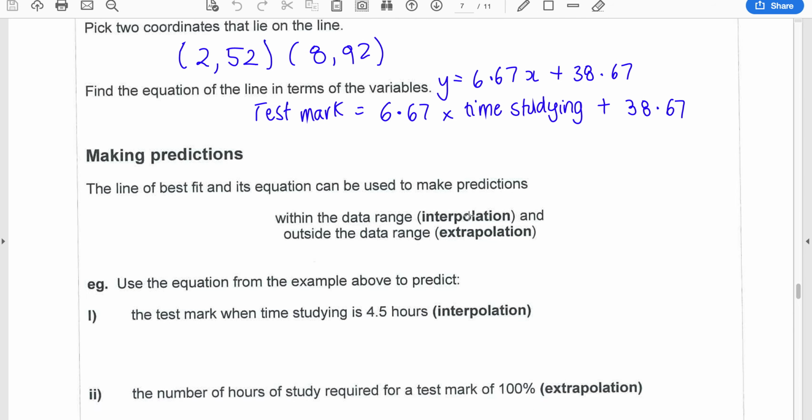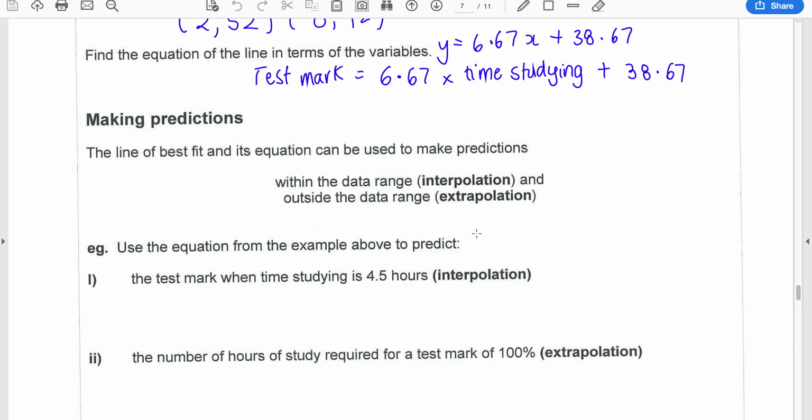I'll talk about interpolation and extrapolation soon, and what those two things mean in terms of reliability of a prediction. First, though, I'll show you how to predict.